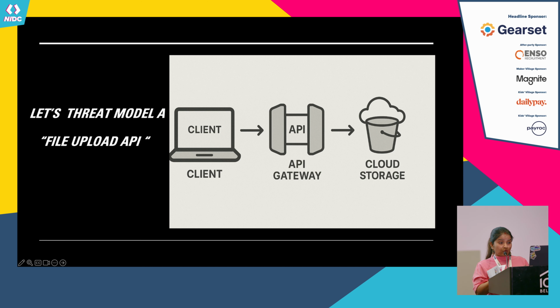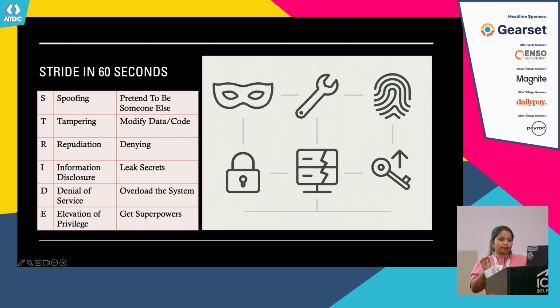Now, to make sense of what could go wrong, we'll use one of the simplest frameworks out there, which is STRIDE, Microsoft STRIDE. STRIDE is a framework to help engineers think about different kinds of threats systematically. So the quick version, there are 6 buckets: spoofing, pretending to be someone else; tampering, modifying data or code; repudiation, outright lying, I didn't do it; information disclosure, leaking secrets; denial of service, overloading the system; and elevation of privilege, getting superpowers which you are not supposed to have.